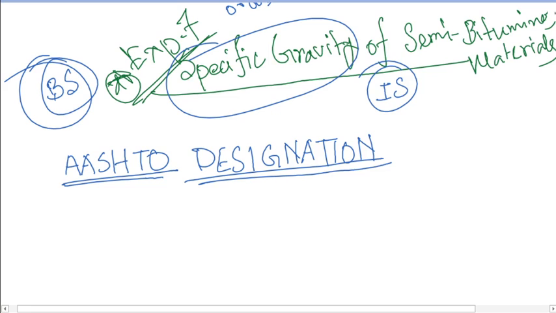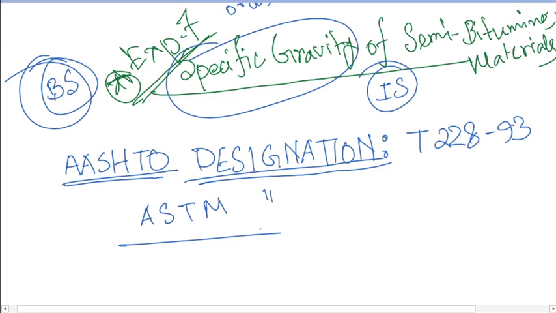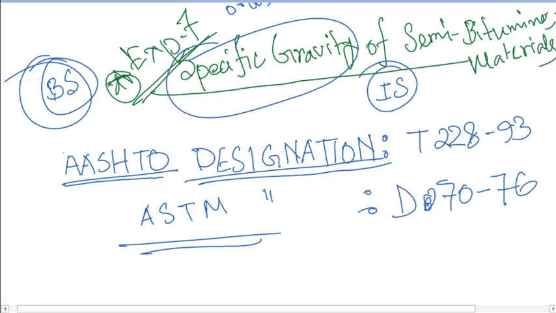However, what I was speaking about, this is the AASHTO designation we will be mostly focusing on in case of bituminous materials. The designation for this experiment is T228-93. The same experiment can be designated in the ASTM standard as well. And I think I need not mention the full form of ASTM, D70-76. So these two are the same standard for this particular experiment.